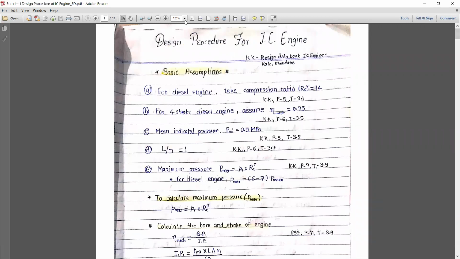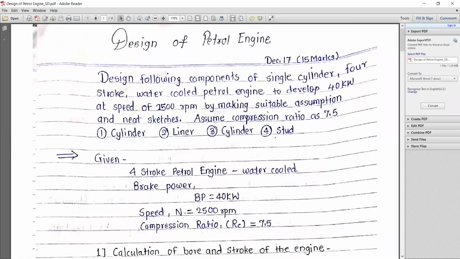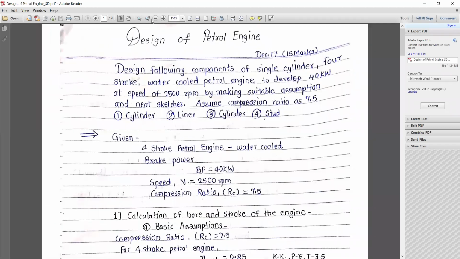Okay, so let's see the example of the petrol engine. This is a December 17 question, asked for 15 marks.